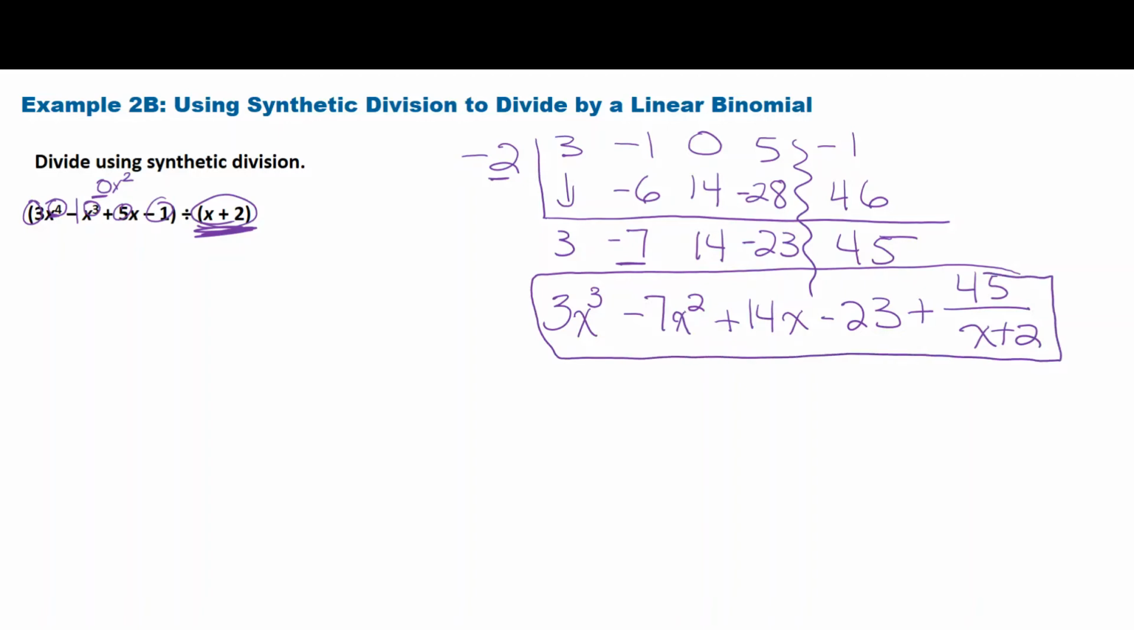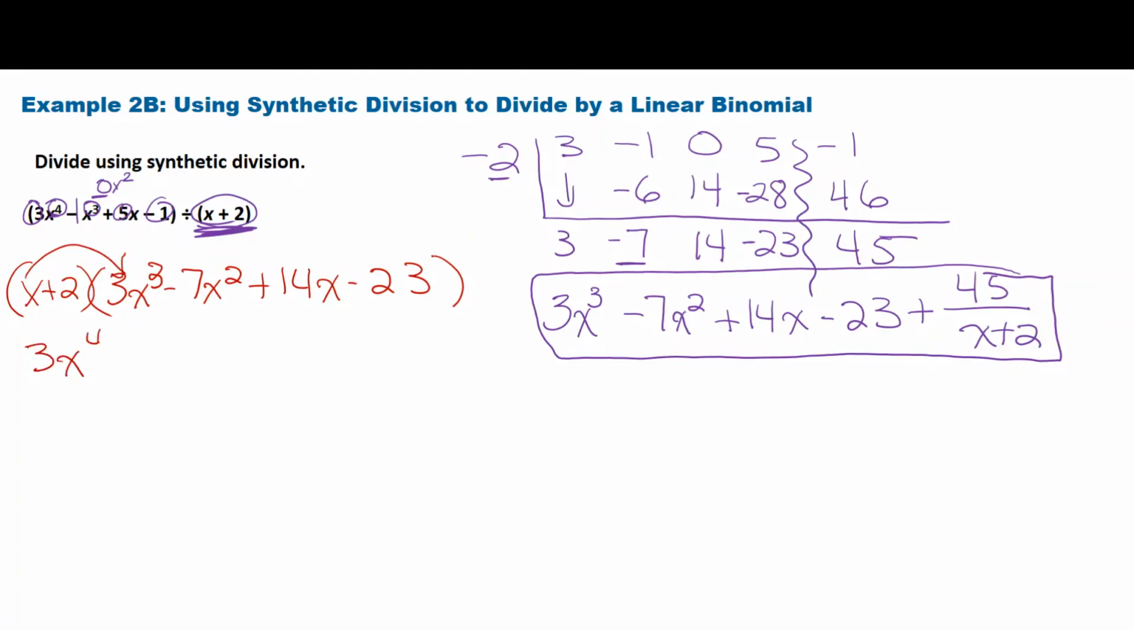So this is our answer, but I want you to always check to make sure that you did it right. So that you go back and check, we're going to take x plus 2 again, and go ahead and multiply it by what our answer was, 3x to the third minus 7x squared plus 14x minus 23. Notice I don't add my remainder in yet. Okay, now I'm just going to distribute this x to everything. 3x to the fourth minus 7x to the third plus 14x squared minus 23x.